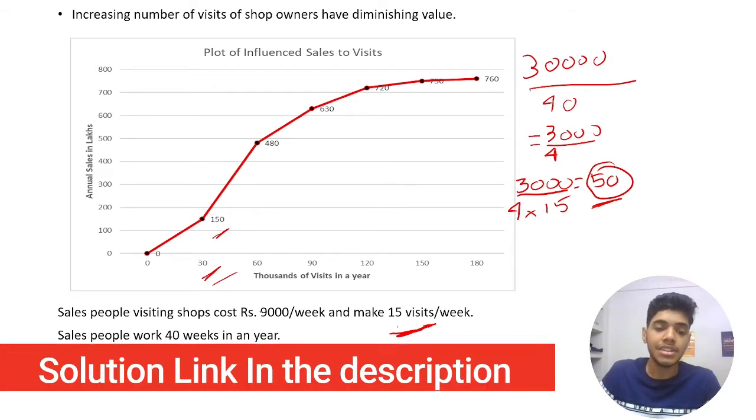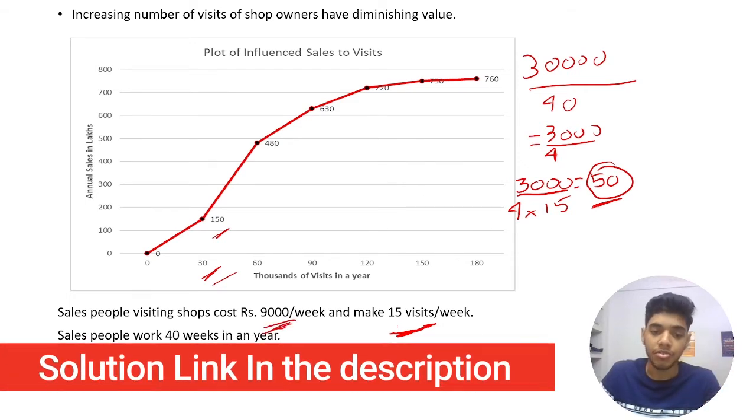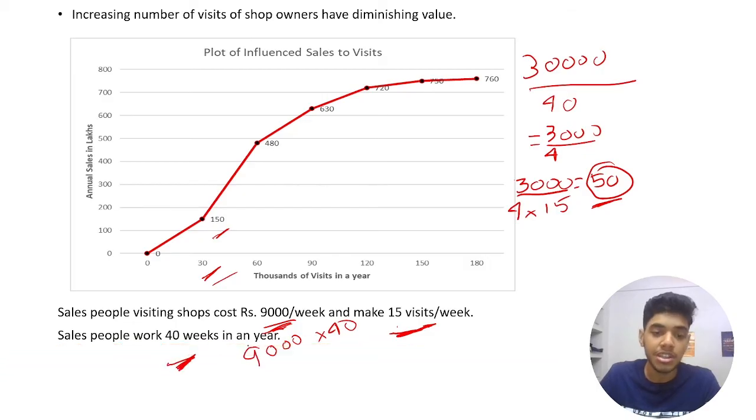And we know that each salesperson costs us around 9,000 per week. So in a year, that must be around 9,000 into 40, because they work 40 weeks in a year and get 9,000 per week. That is 3 lakh 60,000. And we know that there are 50 salespeople working to get 150 lakhs in annual sales. So the total cost should be around 3 lakh 60,000 into 50. This is around 180 lakhs.